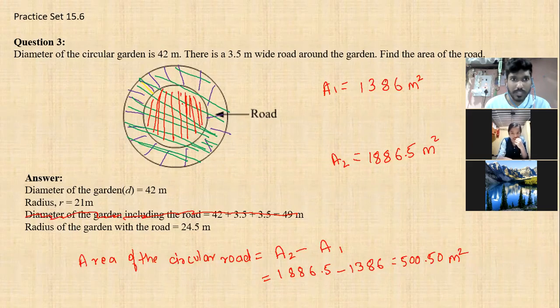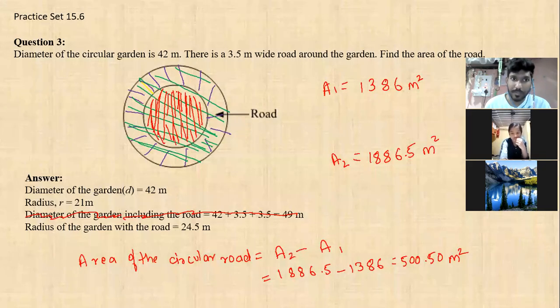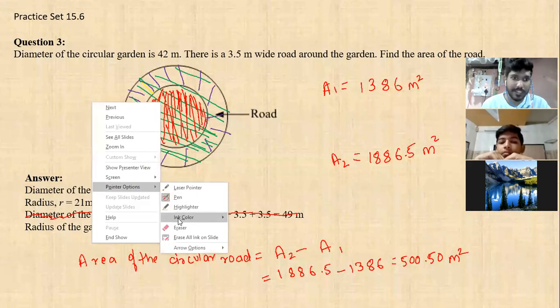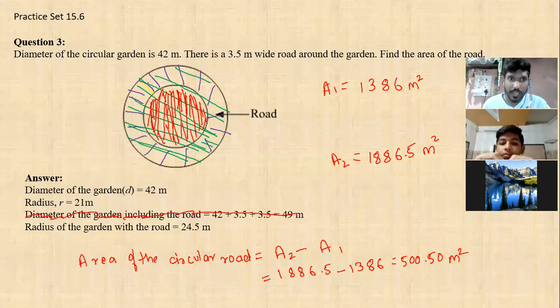So if I look now, the green shaded portion is the area of the entire big circle, and the red shaded is the area of the smaller circle. So green minus red will give you the purple one. That is the road, the area of the road. That is why we are subtracting it. So green minus red is giving you this purple portion here. Is it clear now?